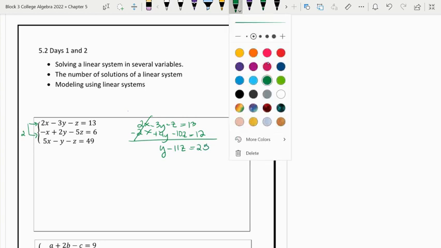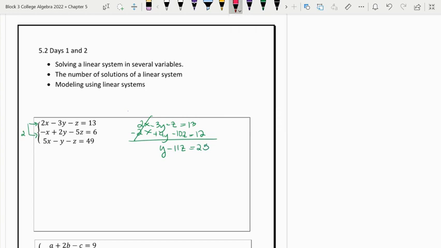Now choose 2 other equations to work with and eliminate the x's. I'm going to choose the last 2. So I'm going to multiply the second equation by 5 because when I take 5 times negative x, I get negative 5x and a positive 5x. X's will eliminate again. So take that one by 5, so you get negative 5x plus 10y minus 25z equals 30.